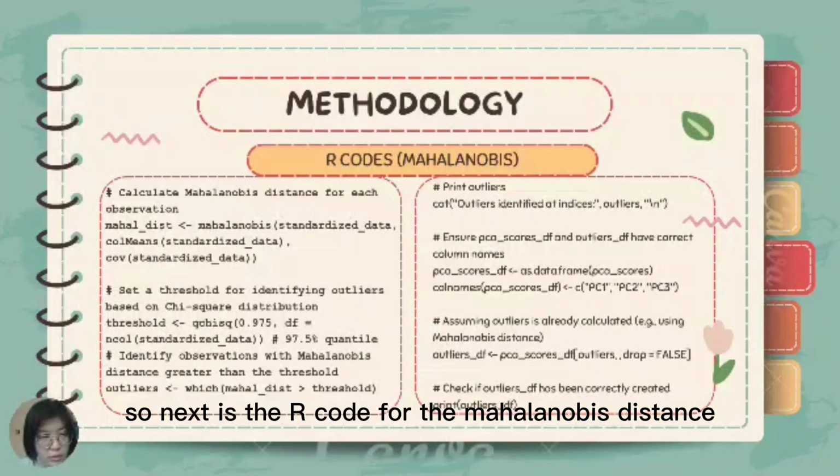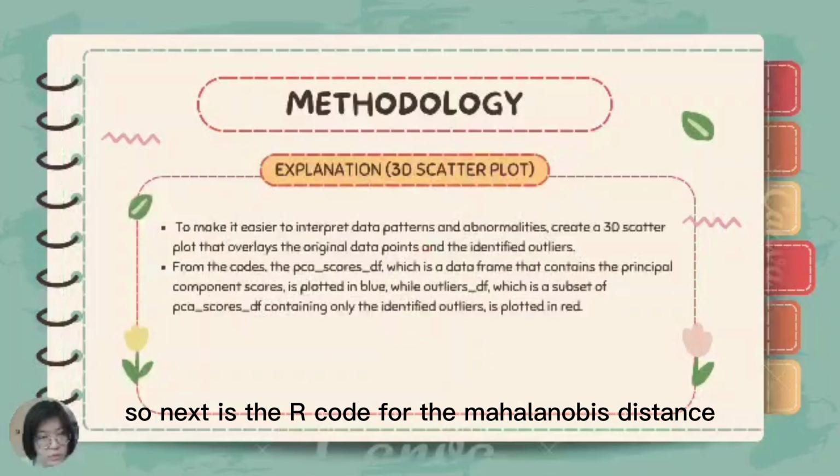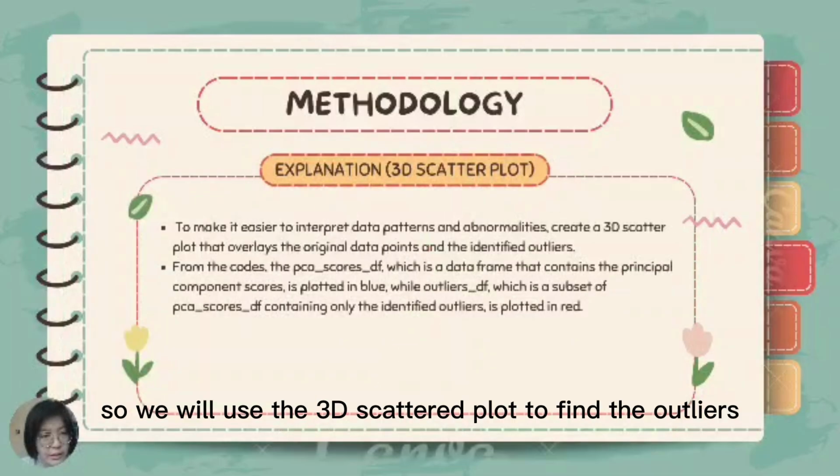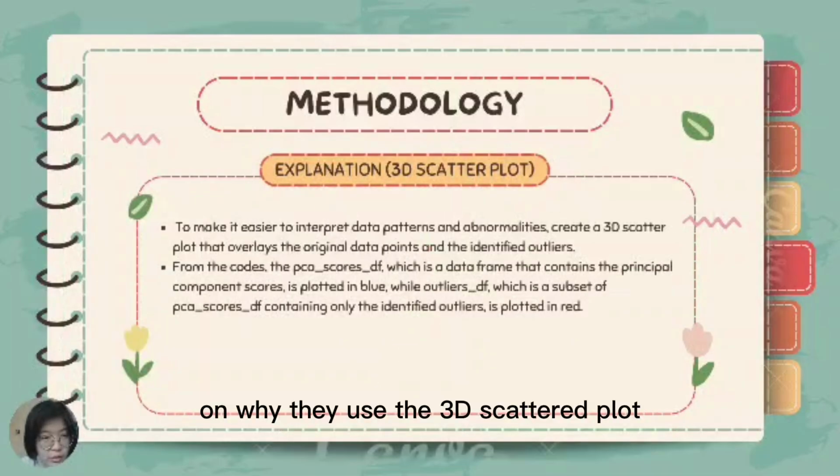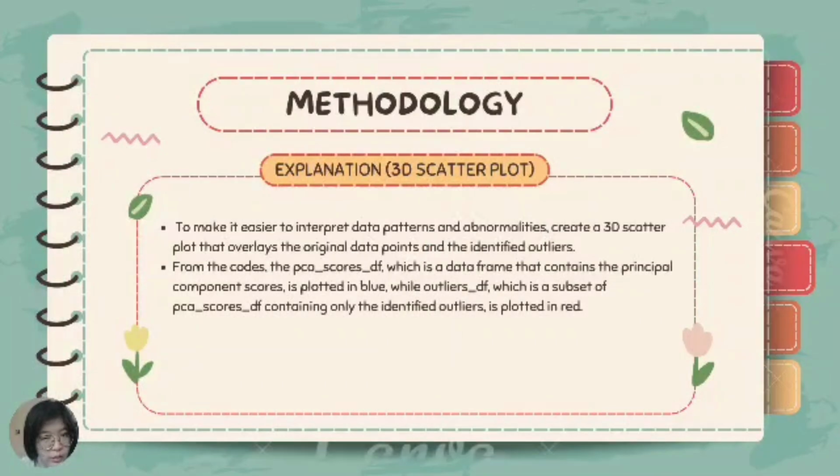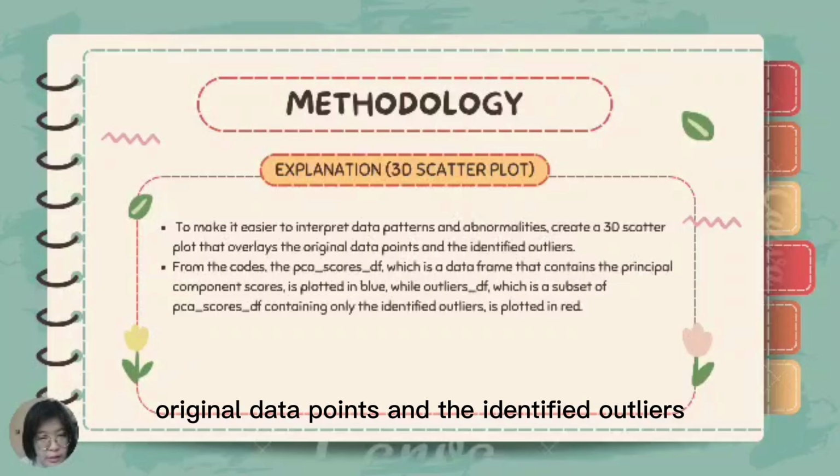So next is the R code for the Mahalanobis distance. So we will use the 3D scatter plot to find the outliers. Why we use the 3D scatter plot is to make it easier to interpret the data pattern and abnormality. So create a 3D scatter plot that overlays the original data points and the identified outliers.